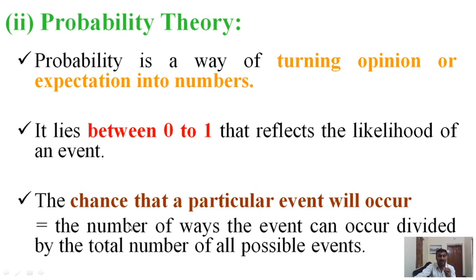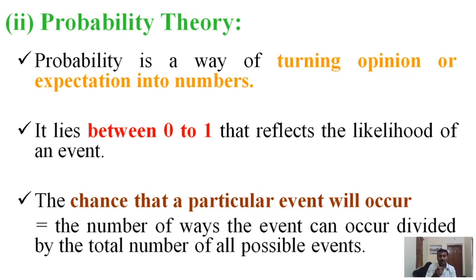So what is the chance for a particular event to occur? It is equal to the number of ways that event can occur, divided by the total number of all possible events. For example, in probability, always, we are tossing a coin.